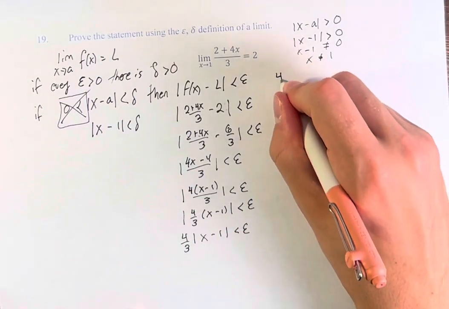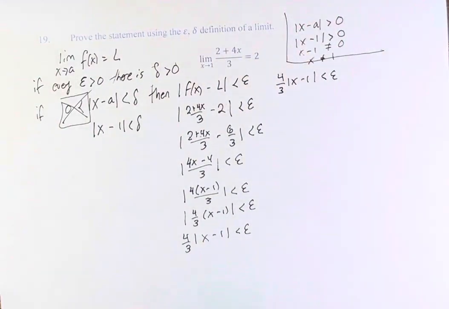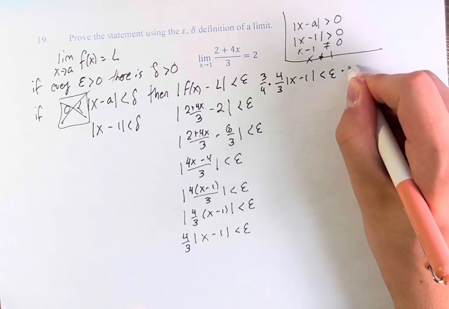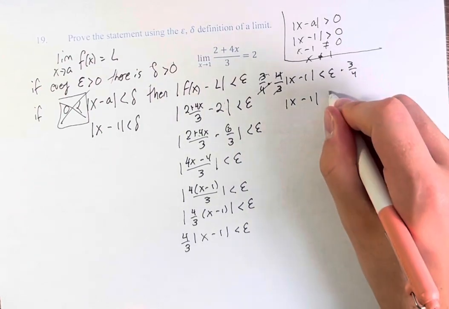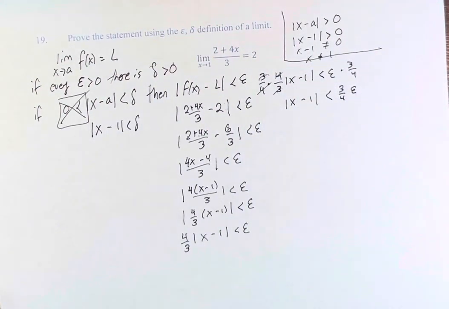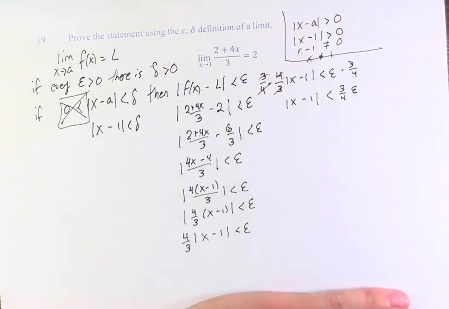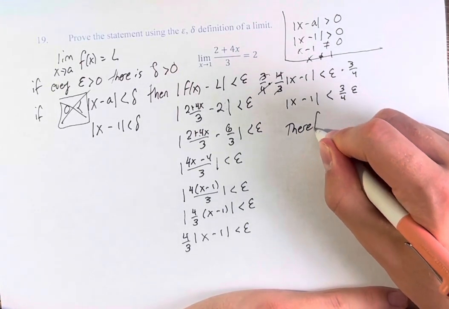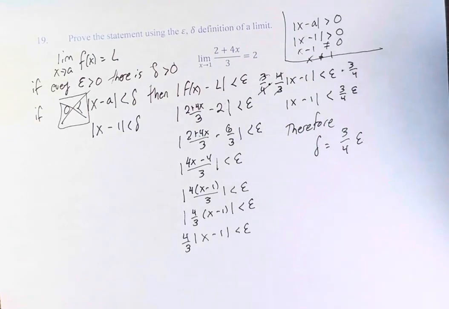I'll just rewrite that up here. If we multiply both sides by 3/4, we get the absolute value of x - 1 is less than (3/4) epsilon. If the absolute value of x - 1 is less than delta and it's less than (3/4) epsilon, we can say that delta is equal to (3/4) epsilon.